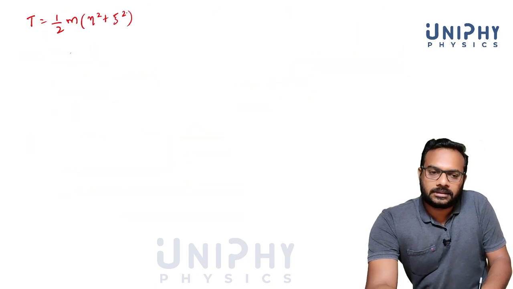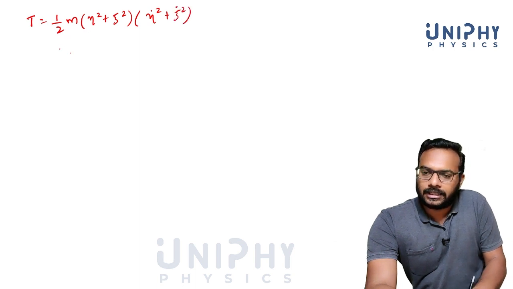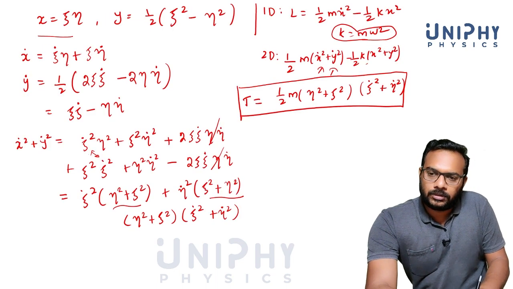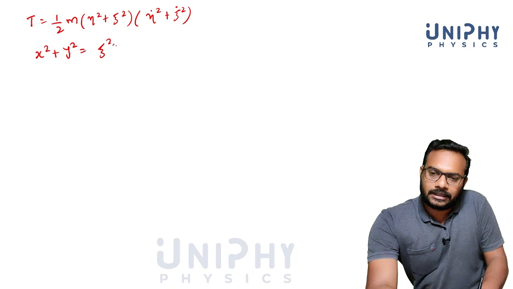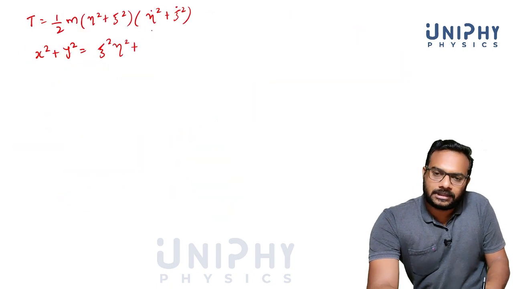Eta square plus psi square multiplied by eta dot square plus psi dot square. Okay, that's our kinetic energy, and we need to find x square plus y square. That's equal to psi square eta square plus psi square eta square plus 1 by 4 psi square minus eta square, whole square.